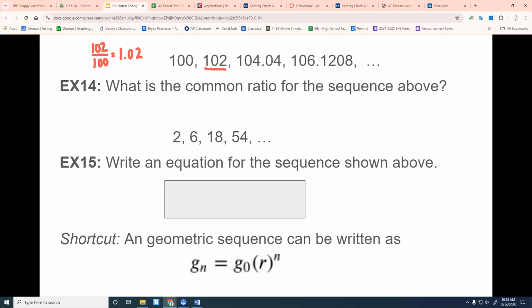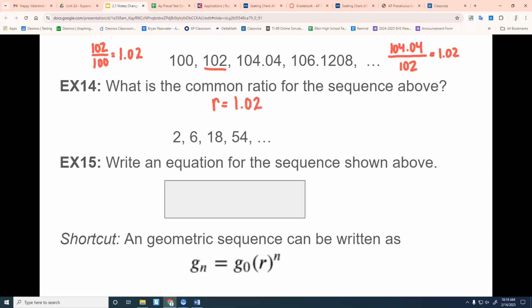It will work even if you use other numbers. So if you do 104.04 and you divide it by 102, that obviously would be one you're probably going to need a calculator for, but you will get 1.02 again. Okay, so the common ratio, we usually use an R for that, would be 1.02.